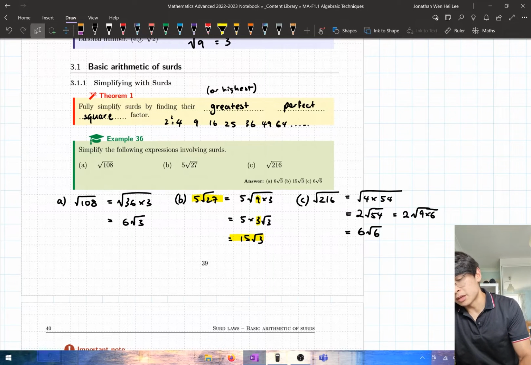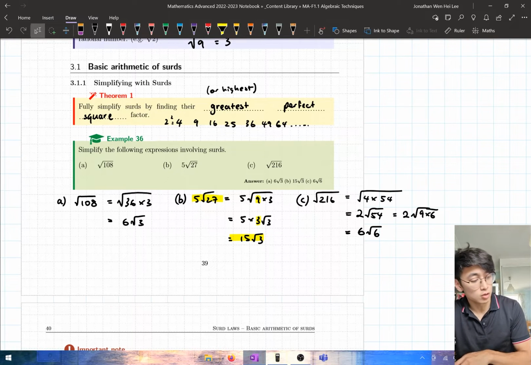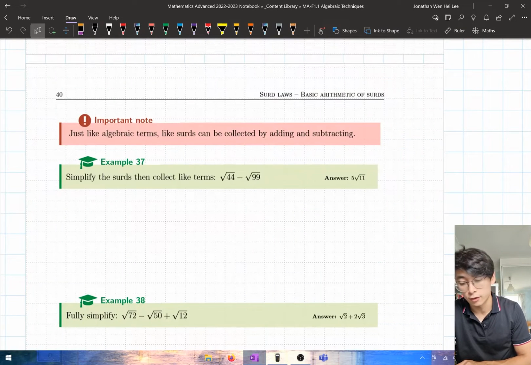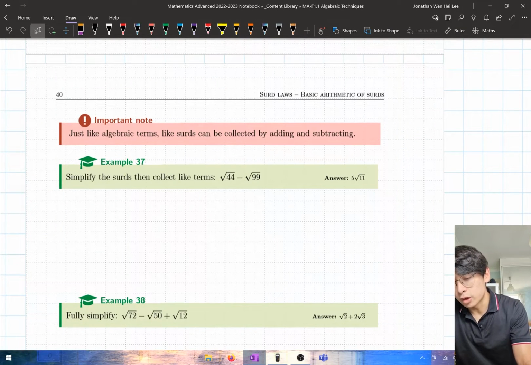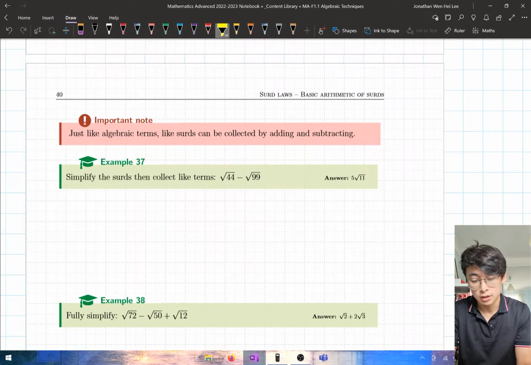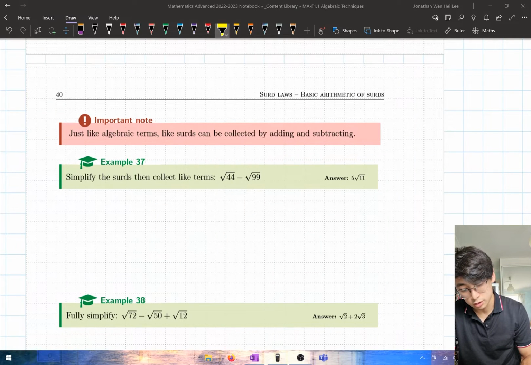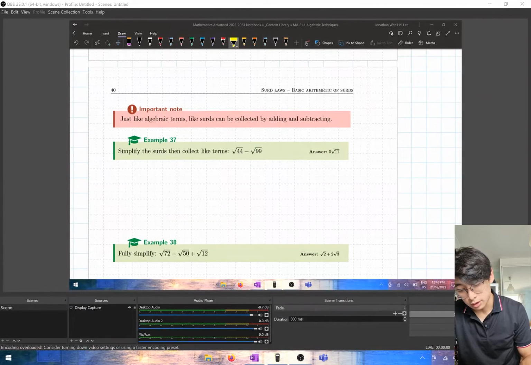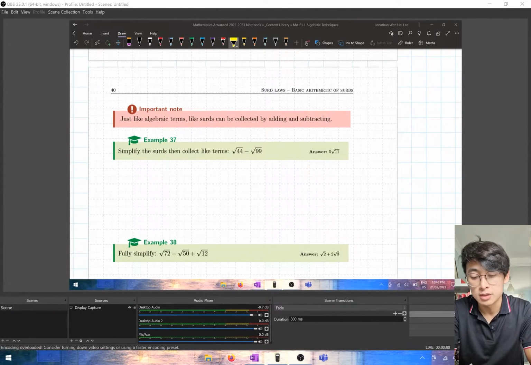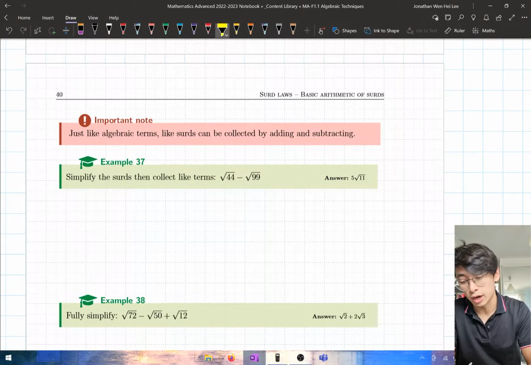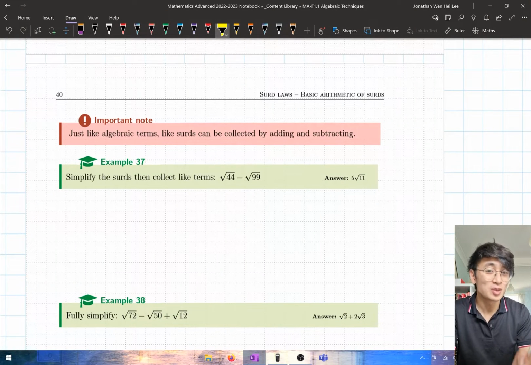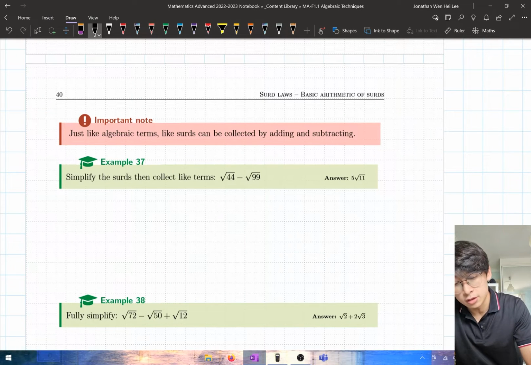The second thing that we're going to be doing is addition and subtraction with surds. Now here I have actually forgotten to put a heading for that, but I've got a bit of a note here. So if you have a look at the note, just like algebraic terms, surds can be added or subtracted. So just give me 2 seconds to check something. Okay, cool. That's working. Okay, so just like algebraic terms, surds can be collected by adding and subtracting. So we can actually add and subtract like surds. So in order to do that, we actually need to make sure that our surds have the same number.